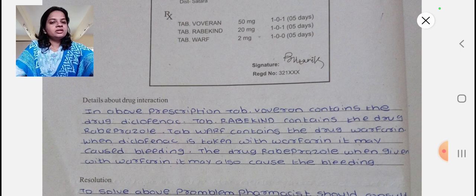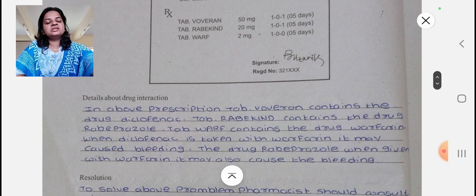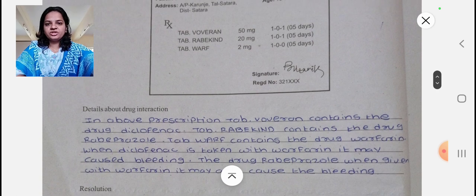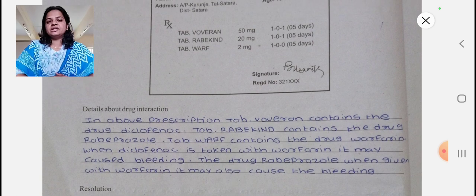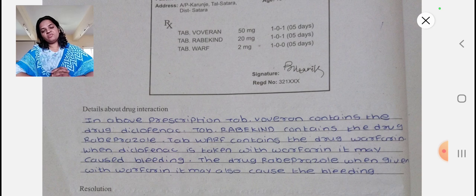When Voveron, that is diclofenac, is taken with warfarin, Warf 2 mg, it may cause bleeding. And the drug rabeprazole, when given with warfarin, may also cause bleeding. Voveron, that is diclofenac, is an NSAID, a non-steroidal anti-inflammatory drug. When it is given with warfarin, it causes bleeding.